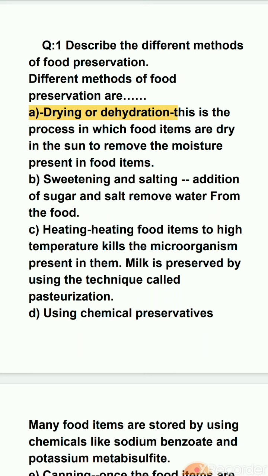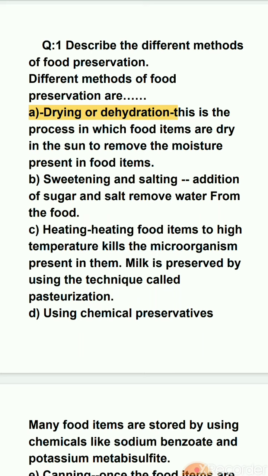Next is sweetening and salting, like the addition of sugar and salt that remove water from the food. Whatever the moisture or water content is there, adding salt and sweeteners like sugar helps to remove the water from the food. For example, jellies, jams and pickles.